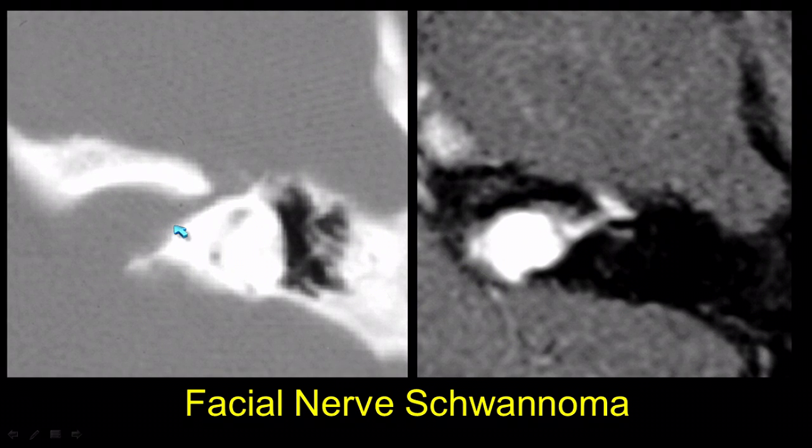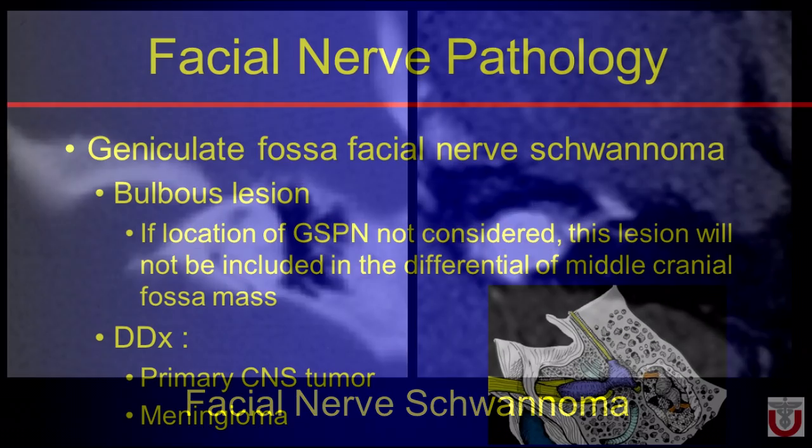And here's a case. Here's the axial CT and the correlating post-contrast MR. We see avid enhancement in the IAC along the labyrinthine segment and at the geniculate ganglion, consistent with a facial nerve schwannoma, avidly enhancing and enlarging and scalloping the bones around it.